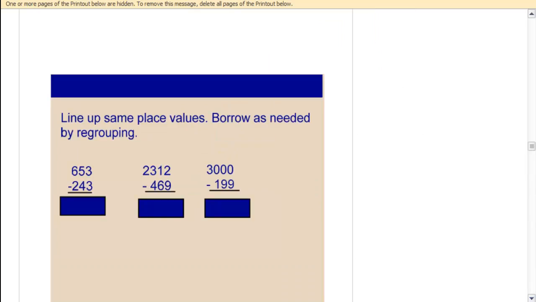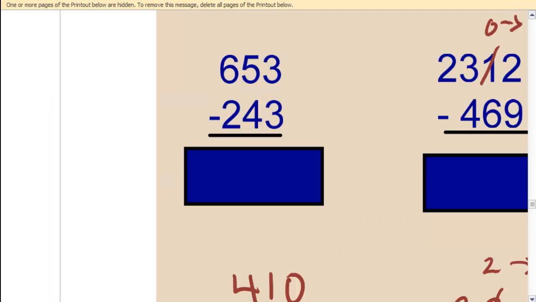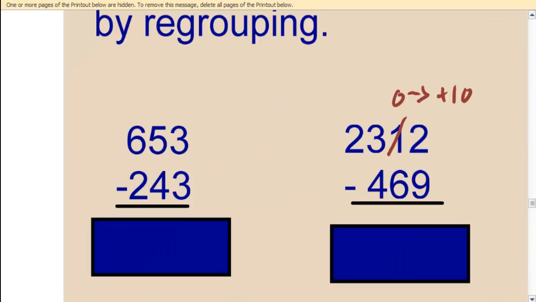Pause the video and try these 3 problems. In the first problem, there was no need to borrow, and you end up with 410. In the second problem, you end up having to borrow 1 from your tens place and add it to your ones place so that you have a big enough number to subtract 9 from.